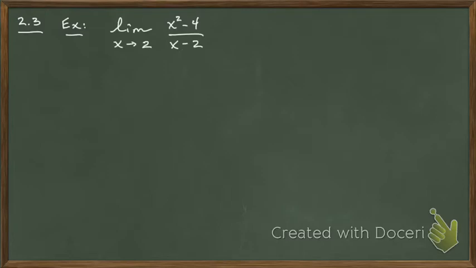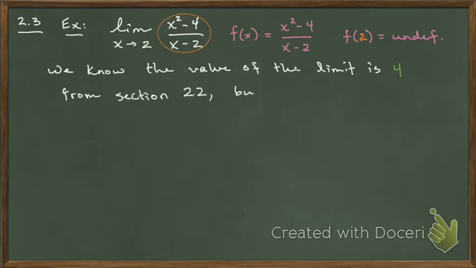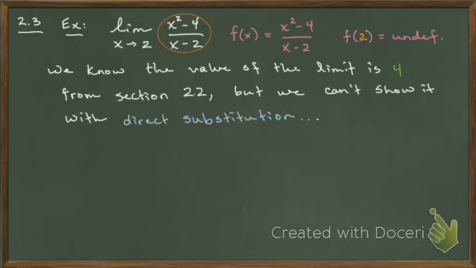The first thing we notice, of course, is that I can't direct substitute here, because for f of x, I can't just plug in 2. It's undefined. So I'm not going to be able to evaluate this right away with direct substitution. We know the value of this limit from before, from section 2.2, and we know that it's 4. But we can't show it, like I said, with direct substitution. So I want to try to find another way to do that.